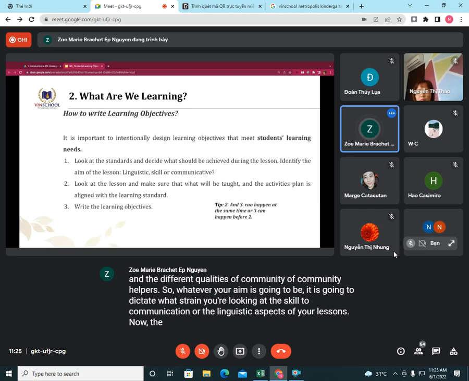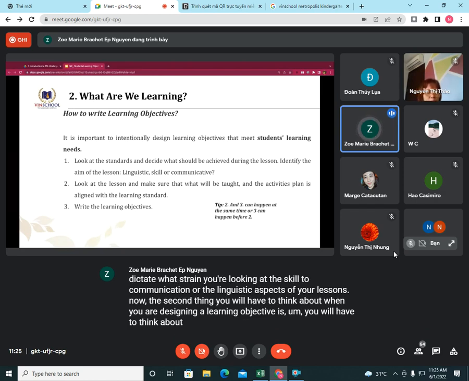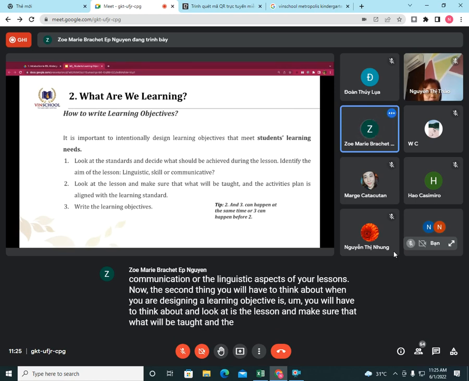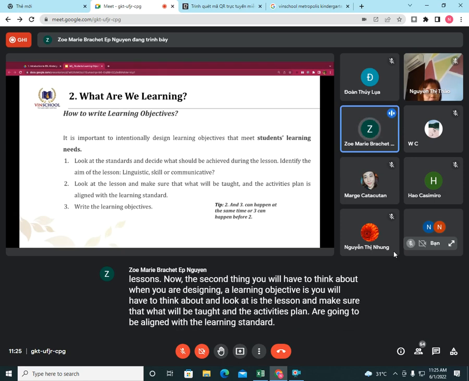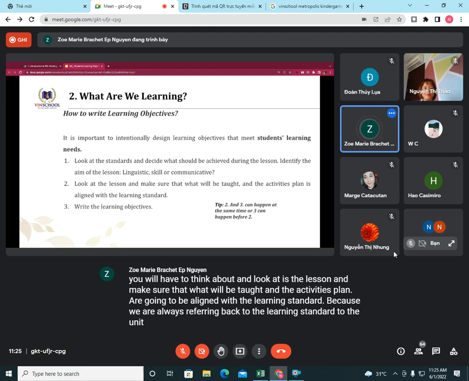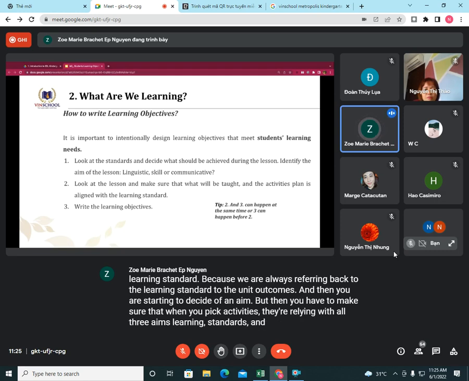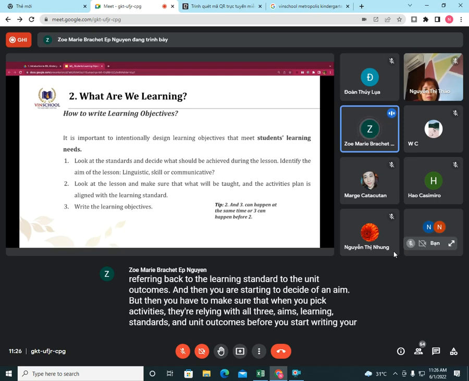Now, the second thing you will have to think about when you're designing a learning objective is the lesson, and make sure that what will be taught and the activities planned are going to be aligned with the learning standard. Because we are always referring back to the learning standard, to the unit outcomes. And then you are starting to decide on an aim. But then you have to make sure that when you pick activities, they're aligned with all three: aims, learning standards, and unit outcomes before you start writing your learning objective.